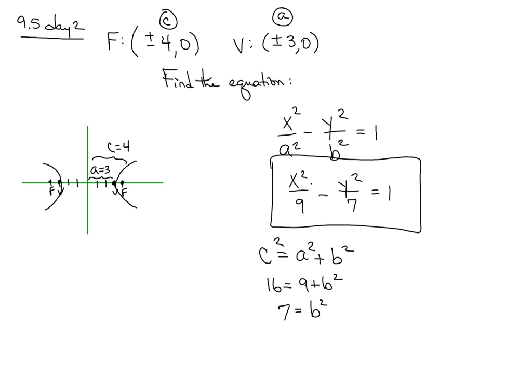Parabolas are a squared minus b squared. No. Ellipses are a squared minus b squared. Not parabolas. There's no a and b in parabolas. But ellipses, yes. Okay, any other questions on those guys?